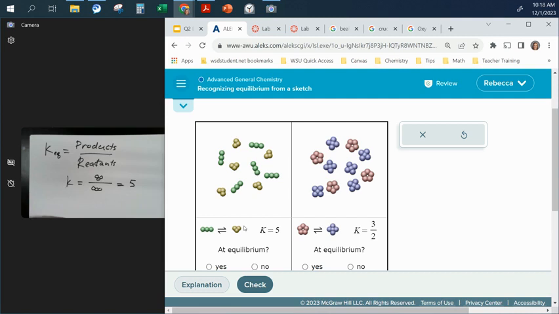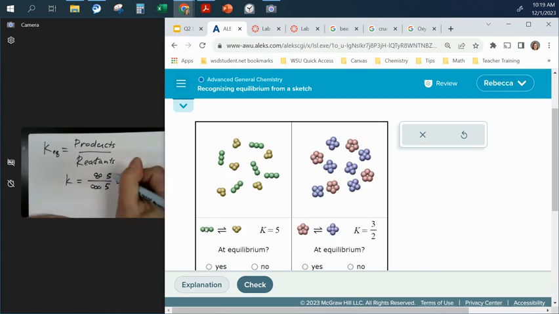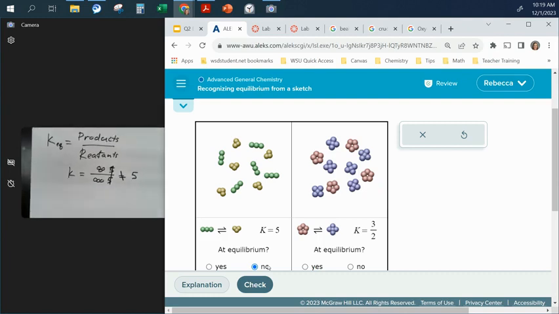So let's go ahead and count up. How many of these ones do we have? 1, 2, 3, 4, 5. We have 5 of those. And we have how many line ones? 1, 2, 3, 4, 5. So we have 5 line ones. The one on the left is always at the bottom, is the reactant, yes. So 5 over 5, what does that give us? 1. I'm just going to write 1. So it's not equal to 5, so it's not at equilibrium. Does that make sense? Okay, let's do the next one.